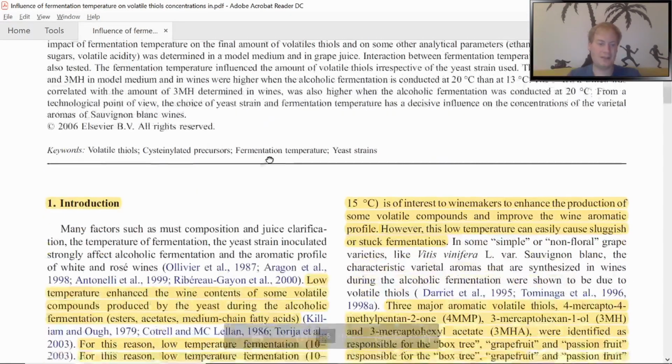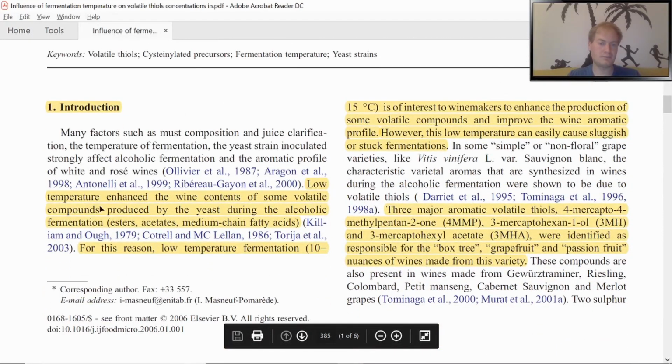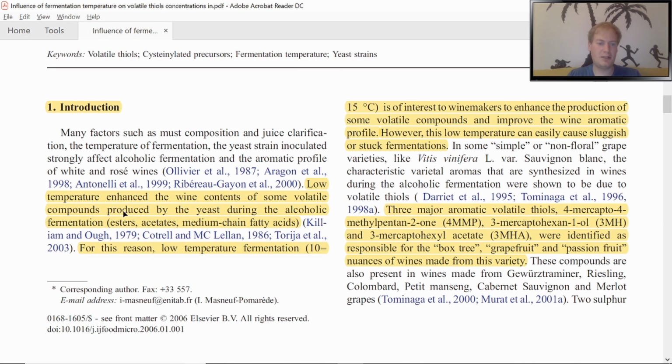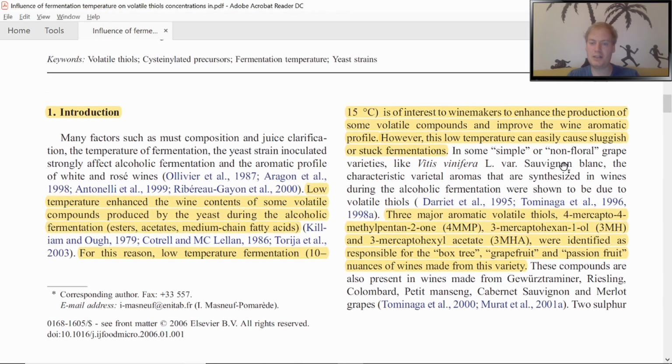Okay, so let's jump to the introduction here. Low temperature enhanced the wine contents of some volatile compounds produced by the yeast during the alcoholic fermentation, such as esters, acetates, medium chain fatty acids. For this reason, low temperature fermentation between 10 and 15 degrees is of interest to winemakers to enhance the production of some volatile compounds and improve the wine aromatic profile. However, this low temperature can easily cause sluggish or stuck fermentation.